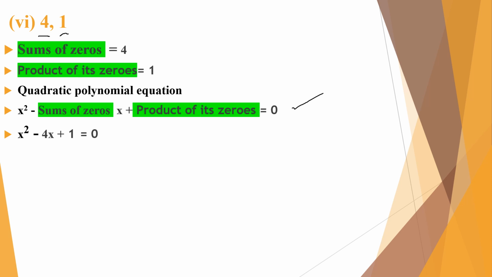We have directly got the quadratic polynomial. So what is the quadratic polynomial now? x square minus 4x plus 1 is the quadratic polynomial. I hope this full exercise is very important and useful for you all.